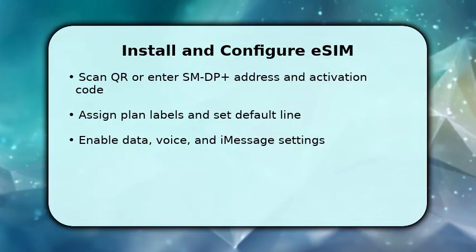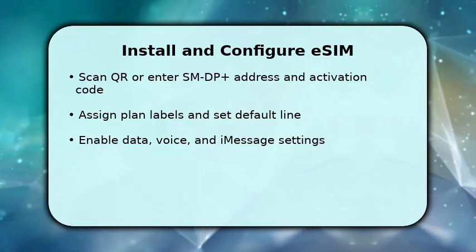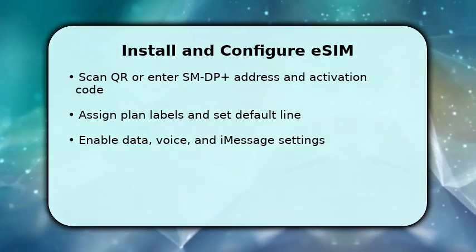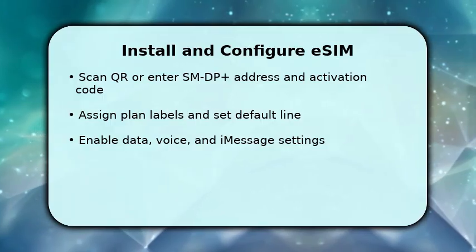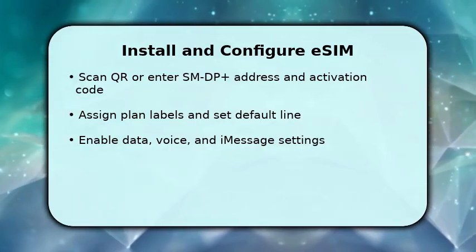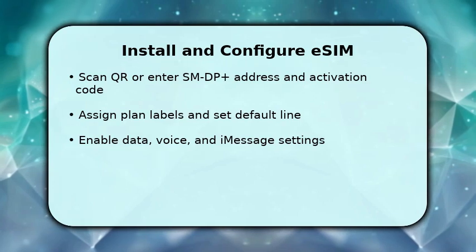Make sure to enable data roaming if you expect international use, and set cellular data for the correct plan if you use dual SIM. If prompted, restart the phone to finalize carrier settings. This clears cached network info and ensures the eSIM registers properly with the carrier network.